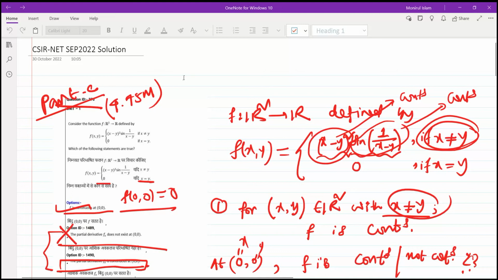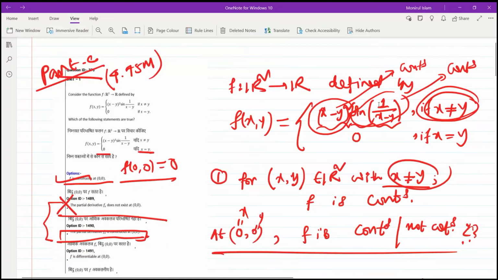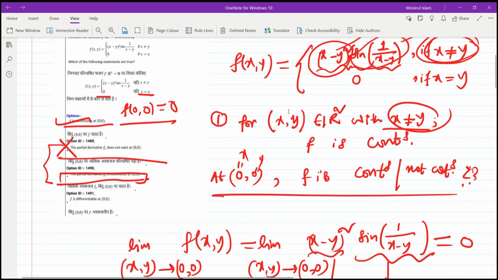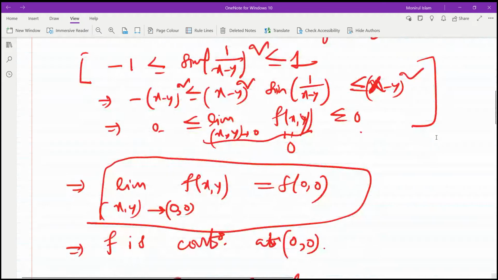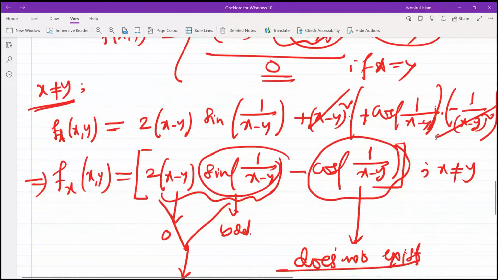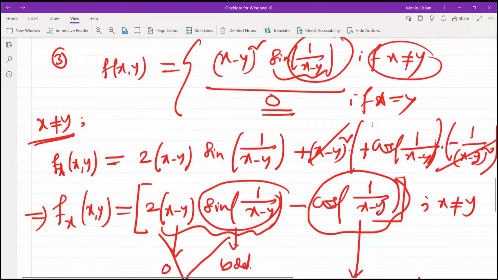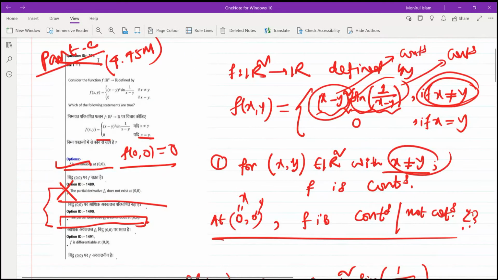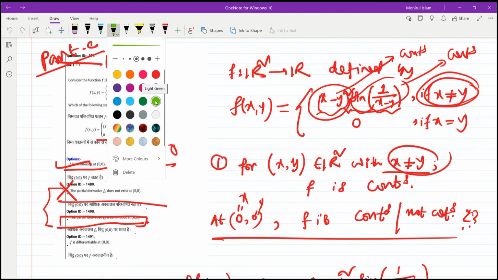This is CSIR-NET, September 2022. I recorded this video previously, but due to some issue on the computer, I could not upload it. So something is written and something is not written. Where it is written, I will discuss it, and where it is not written, I will write it. I have to change my screen so that you can understand.